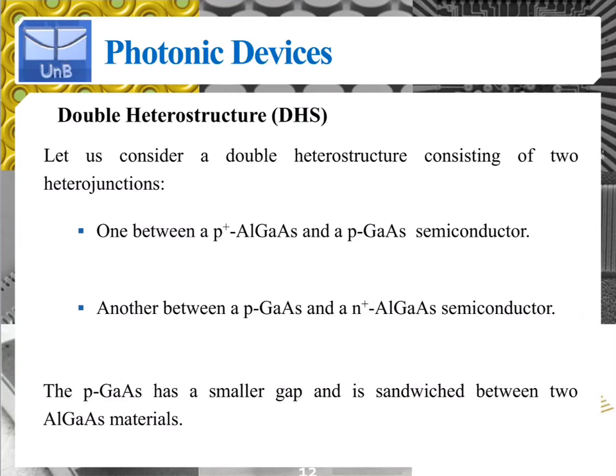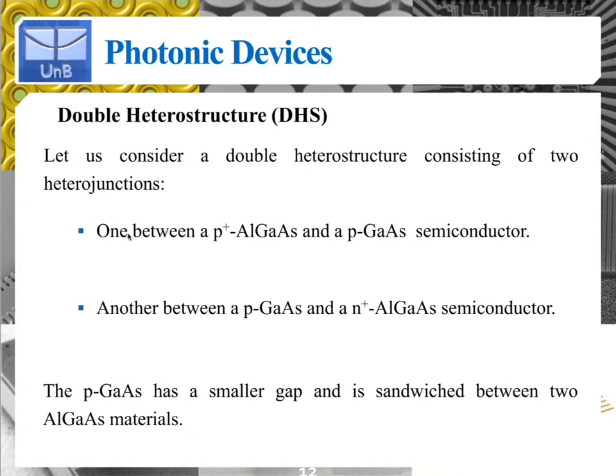Hello and welcome to the second part of our lecture where we're talking about heterostructures, and on this part we're going to talk about the double heterostructure. We'll start by considering a double heterostructure which itself consists of two heterojunctions.